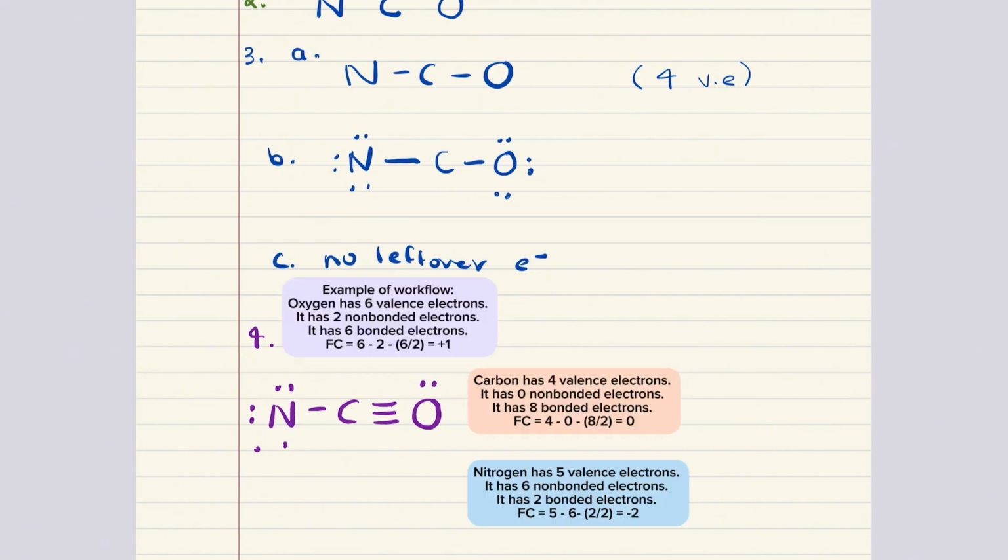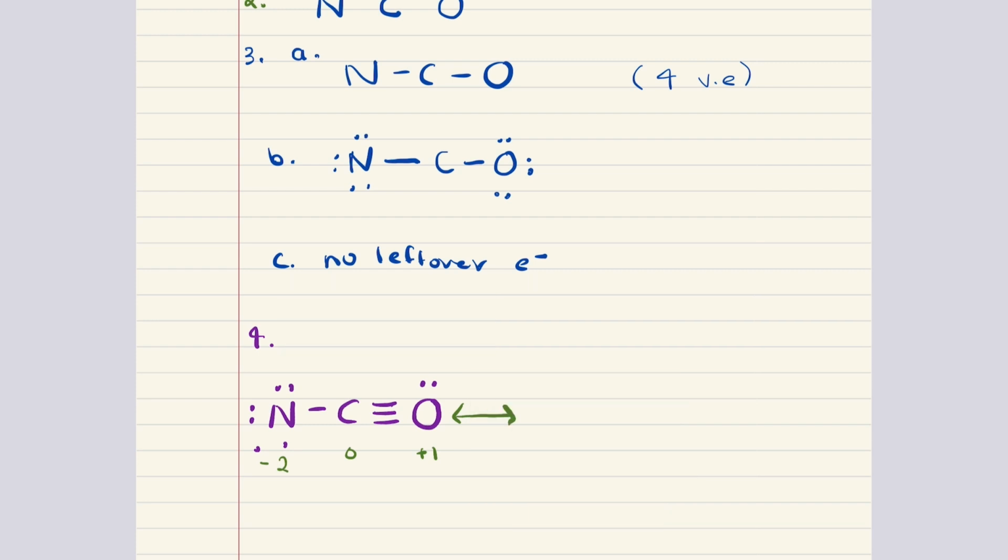So in this structure, the oxygen has a +1 charge, the carbon has a 0 formal charge, and the nitrogen has a -2 formal charge. So that's one way that we can distribute electrons to make sure that the carbon has a full octet. But there's another way. We can take one lone pair from both oxygen and nitrogen to form double bonds, one between nitrogen and carbon, and the other between oxygen and carbon. And so we can have something that looks like this.